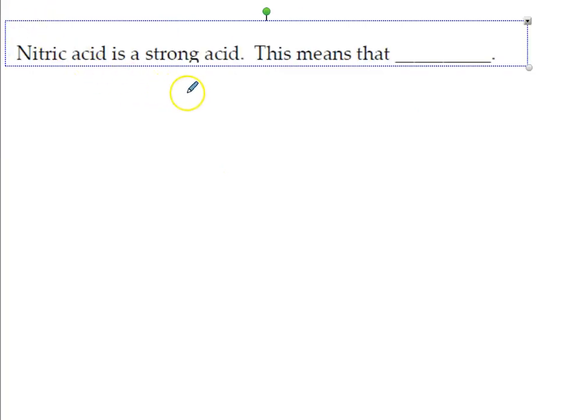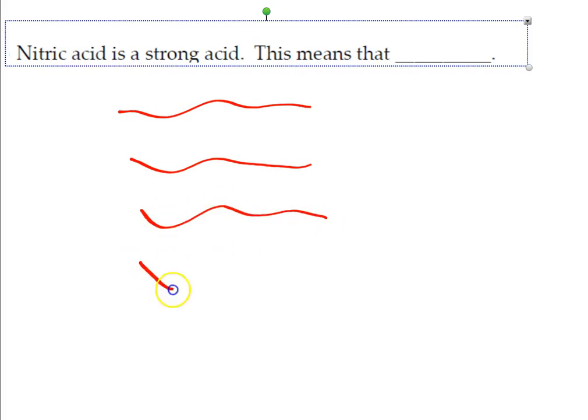All right, nitric acid is a strong acid. This means that... So this question is just a definition of what a strong acid is. The word completely is probably in there. It completely dissociates when placed in solution.